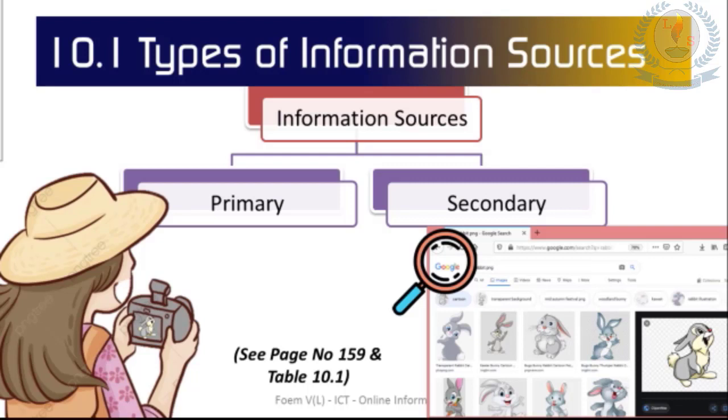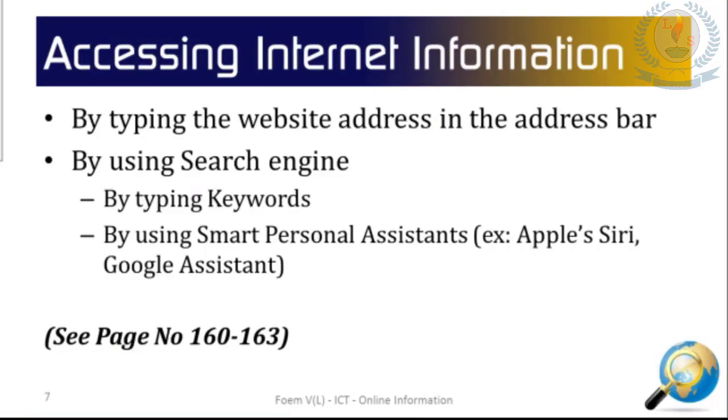Look at these two pictures. One girl is taking a photograph using her camera, so she is creating the picture. She is capturing the picture. Secondary source, we are just using the internet or any other method. Here, using Google, you are finding the relevant pictures. So, someone else created this.